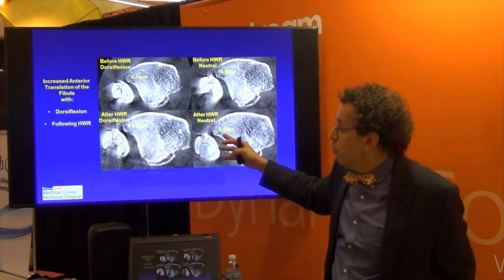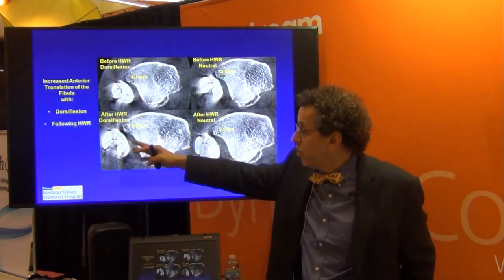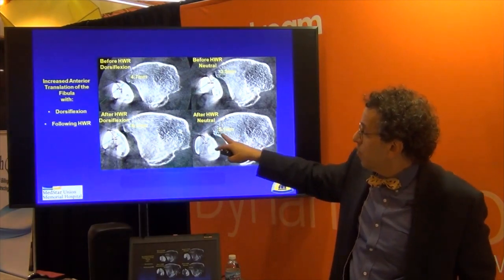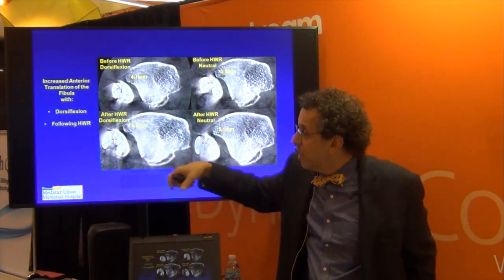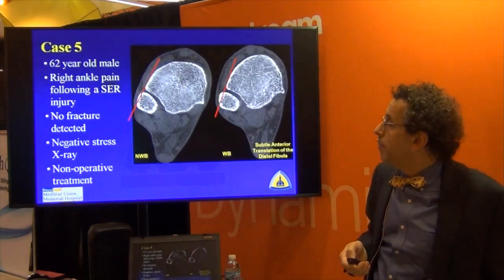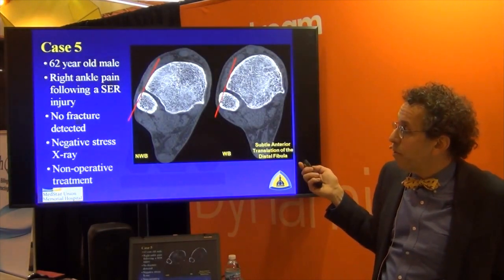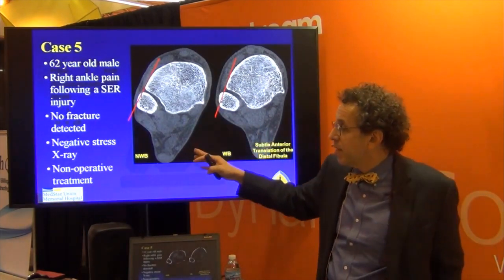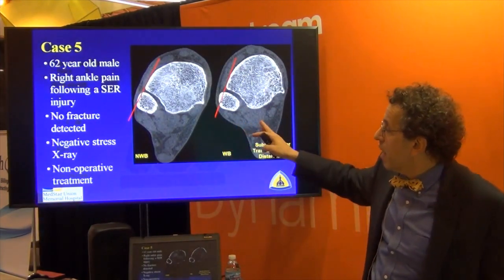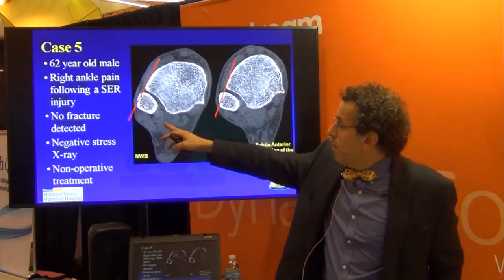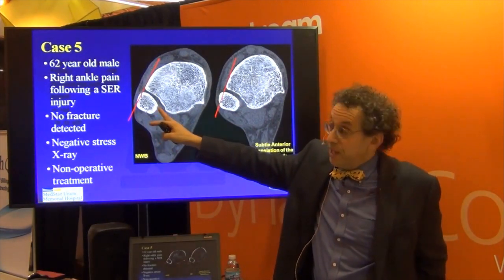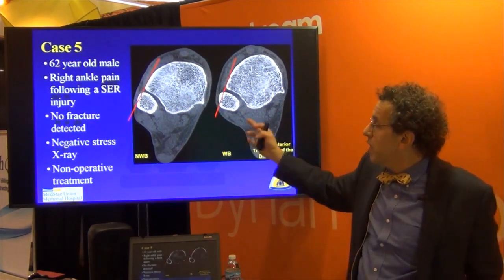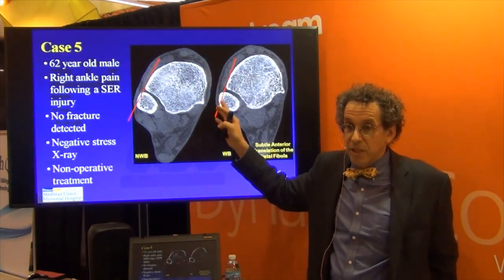And in neutral position versus dorsiflexion, you see a change in the position. After hardware removal, neutral was 5.1. In dorsiflexion, it became even greater. Case five, a 62-year-old male, right ankle pain following a supination external rotation injury, no fracture detected, negative stress x-ray, non-operative treatment, non-weight bearing, looks pretty good. And this is a CAT scan, so this should really show a lot of detail. You do weight bearing and you see this very subtle instability.